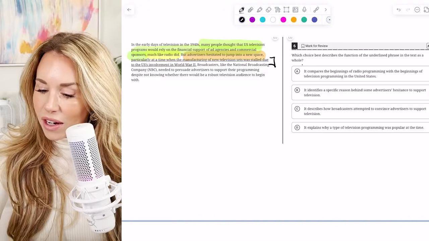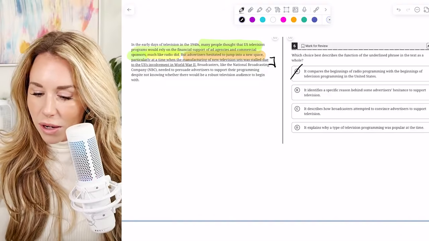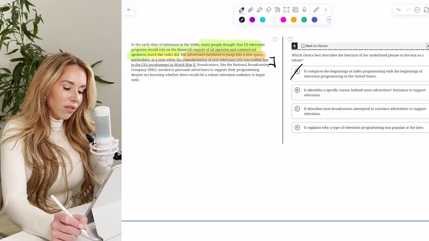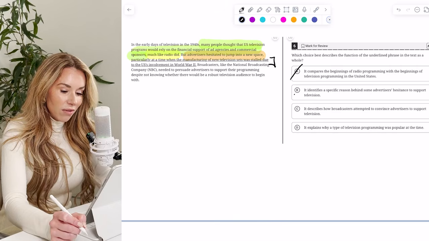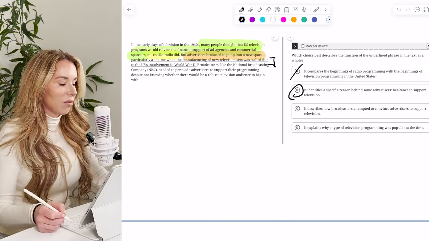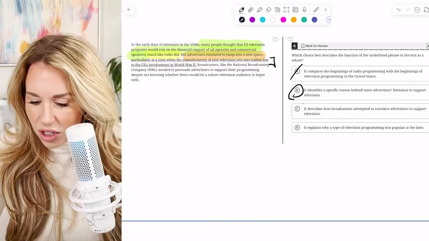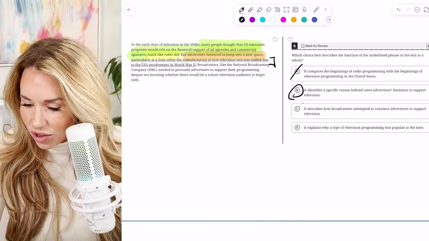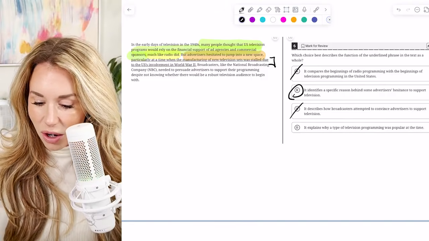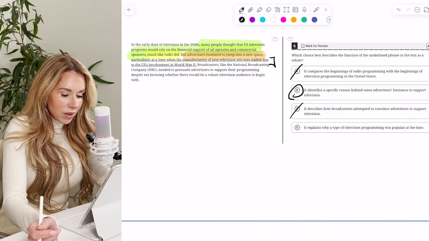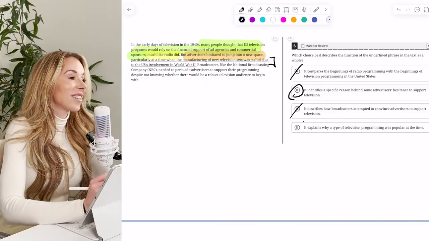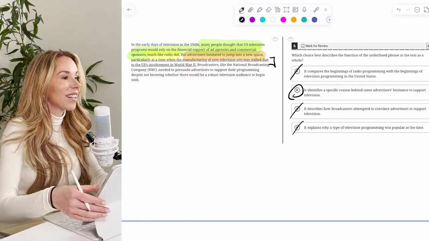So we've got A, it compares the beginnings of radio. Nope, that's not what it's doing. B, it identifies a specific reason behind some advertisers' hesitance. That's exactly right. U.S.'s involvement in World War II. Let's just read the others just to be sure. C, it describes how broadcasters attempted to convince advertisers. Nope, it's not doing that. D, it explains why a type of television programming was popular. Definitely not doing that. Okay, let's move to 5.